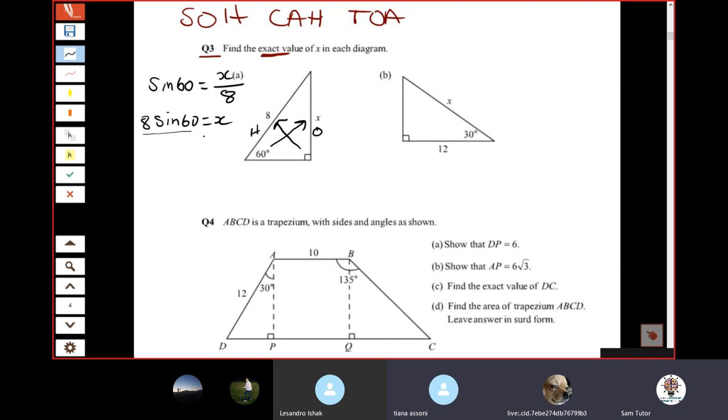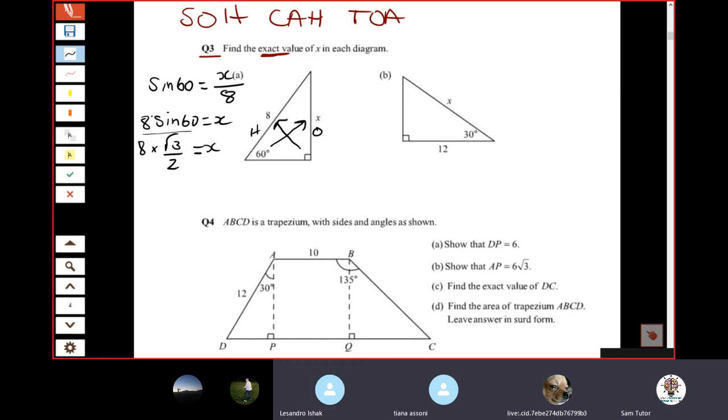So what you're meant to do is ignore the 8 and just put sine 60 in your calculator. It becomes 0.866, we square it, we root it, and it should become 8 times root 3 on 2. I'll stop there to make sure everybody's on the same page. Let me know if you can't get to that stage. Everyone's happy with that?